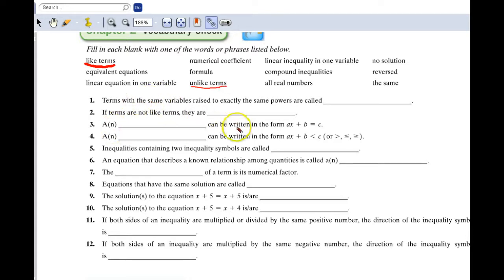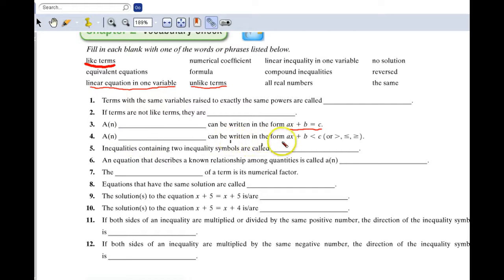What can be written in the form ax plus b equals c? All right, this is the standard form for the linear equation here. There it is right here. Linear equation in one variable.